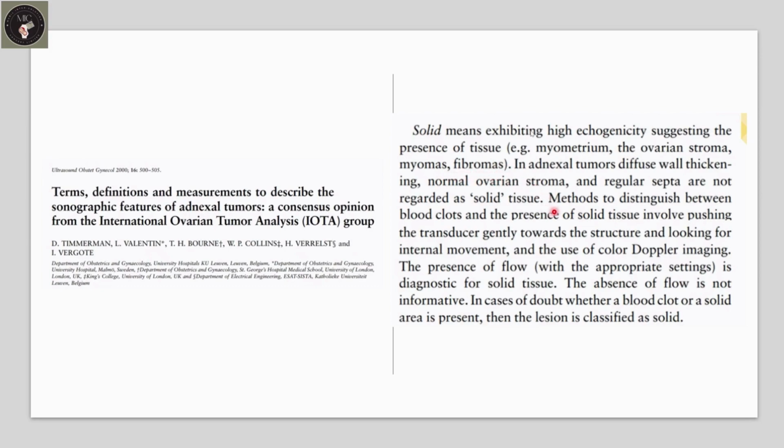The paper went further to say methods to distinguish between blood clots and presence of solid tissue involve pushing the transducer gently towards the structure and looking for internal movement. This presupposes that it's a transvaginal approach, and use of color Doppler imaging. The presence of flow with appropriate setting is diagnosis of solid tissue, but the absence of flow is not informative. He went further to say that in cases of doubt whether it's a blood clot or a solid area, the lesion should be classified as solid.